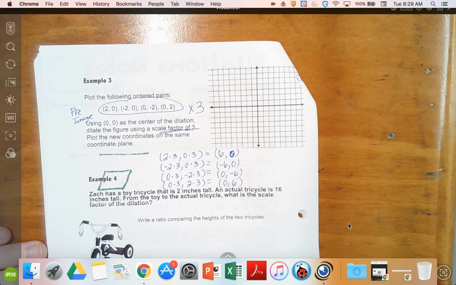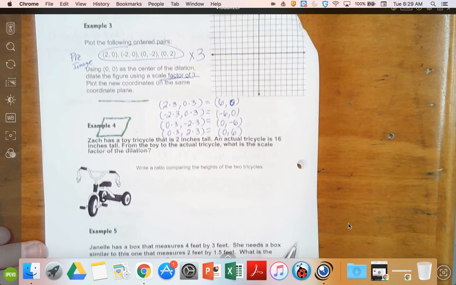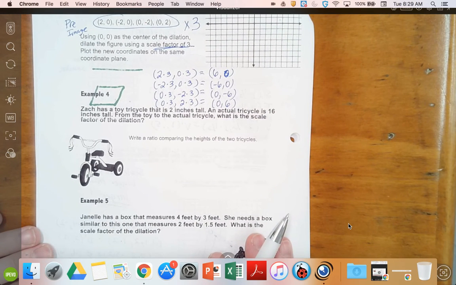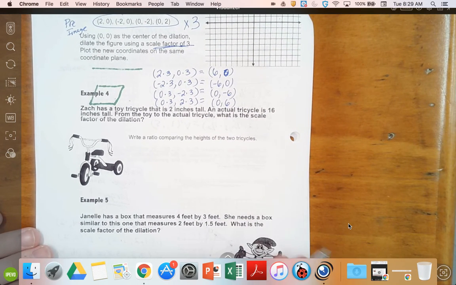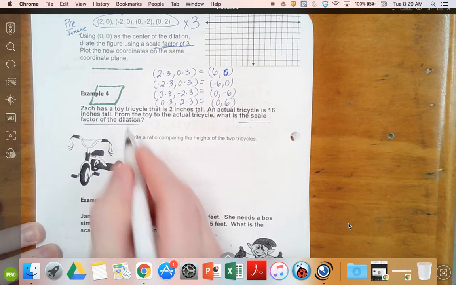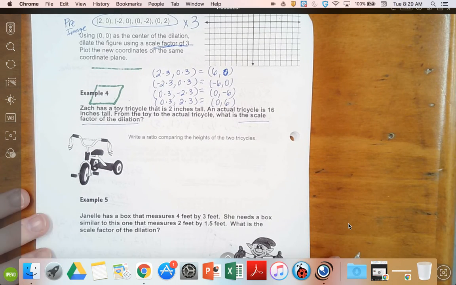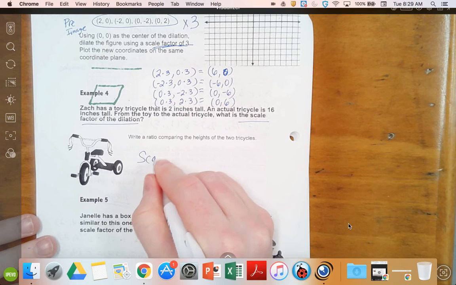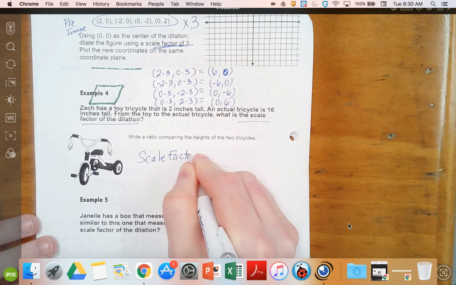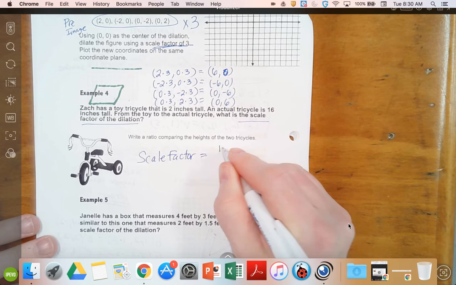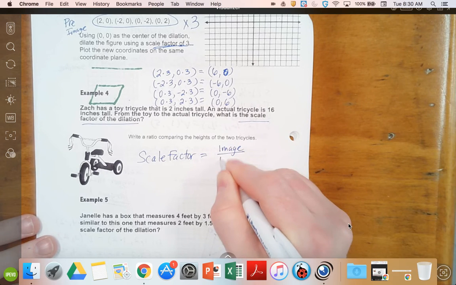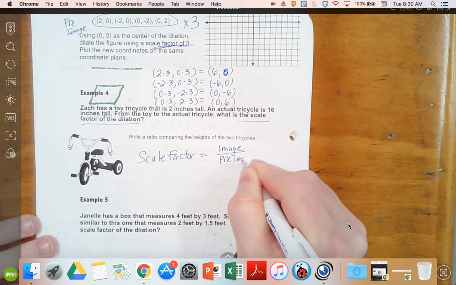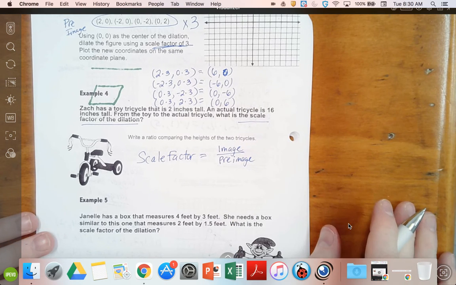So number 4, we actually want to find the scale factor. Okay, so this is what we're going to do. So the scale factor, what we do is we take the image over the pre-image. So the scale factor is going to be the image over the pre-image. And we divide it. Okay, but we can think about these for a minute.